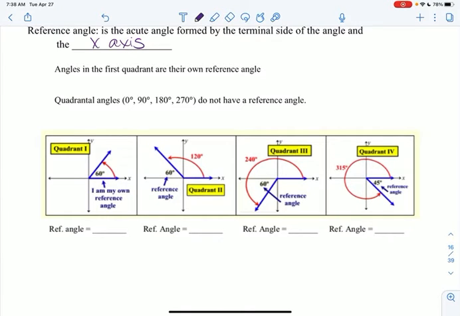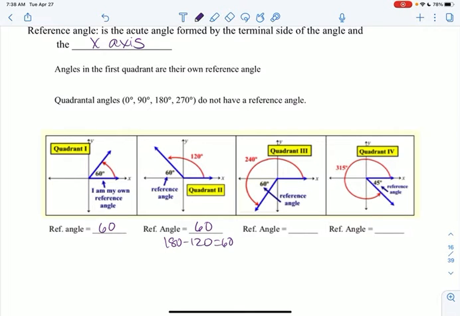All right, so let's write it as I'm going through, and we'll write underneath. So the reference angle for quadrant 1 is 60 degrees. It's its own reference angle. 120 degrees lands in the second quadrant, but it also has a reference angle of 60 degrees. How do I get that? 180 minus 120 is 60.